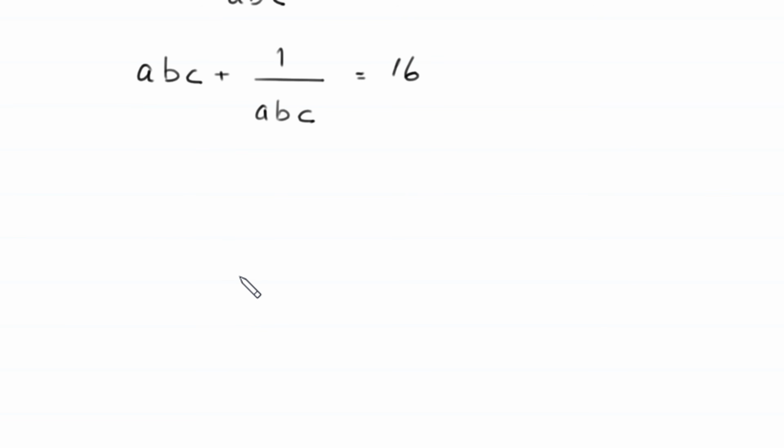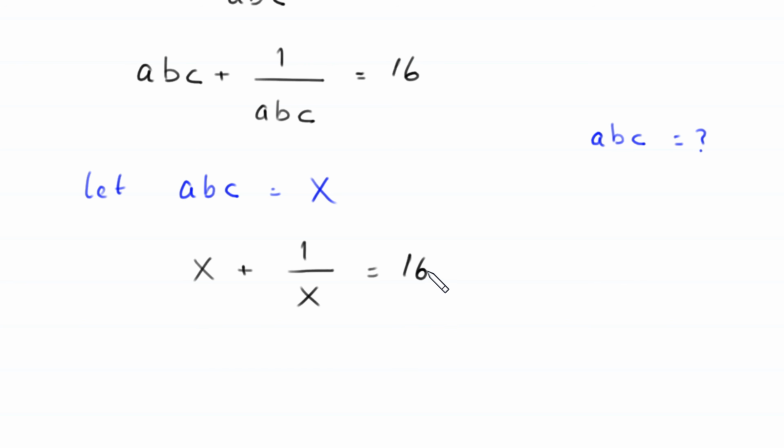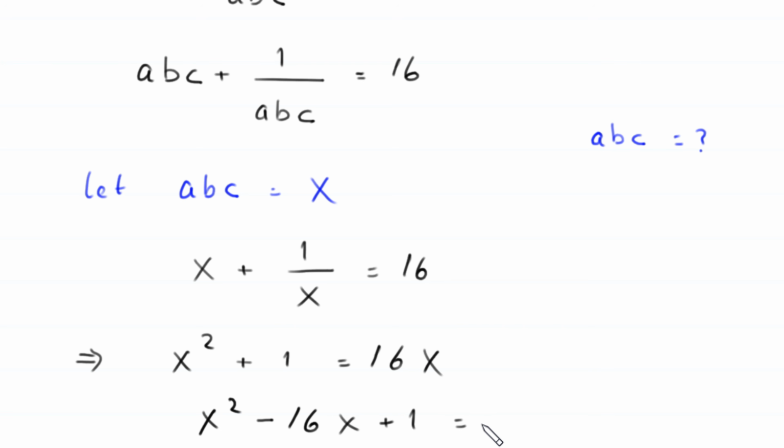Now, because we have to calculate the value of a times b times c, to simplify this equation we suppose that let a times b times c equal to x. So the equation will become x plus 1 over x equal to 16. If we multiply both sides of this equation by x, then this implies that x squared plus 1 equal to 16 times x. Move this 16x to the left hand side, this will become x squared minus 16 times x plus 1 equal to 0.